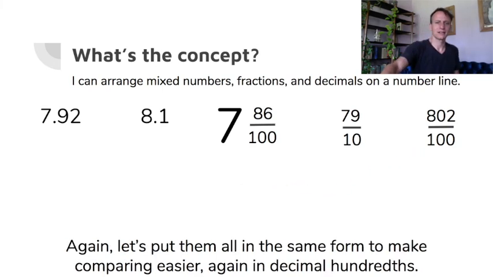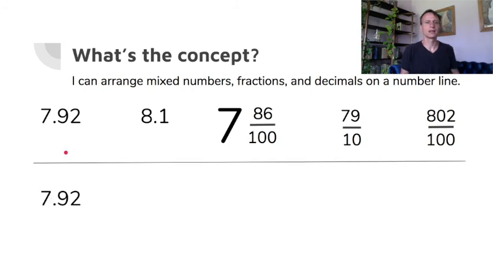Let me see. All right, so let's put them all in decimal hundredths form again, because I personally find that an easier way to do things. This one is already like that, 7 and 92 hundredths, right? What do we need to do here to express this as hundredths? Just add zeros. So instead of 8 and 1/10, it's 8 and 10 hundredths. 7 and 86 hundredths would be written the same way in decimal form, right? 7 and 86 hundredths.